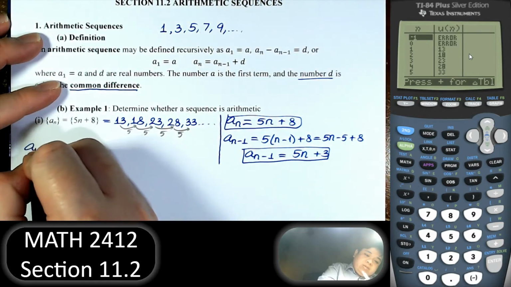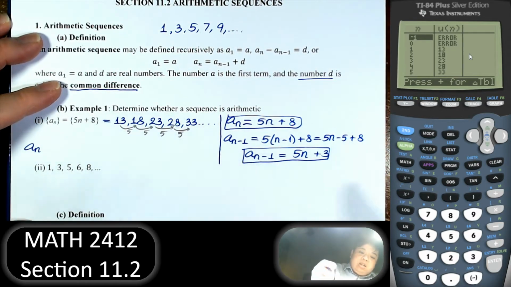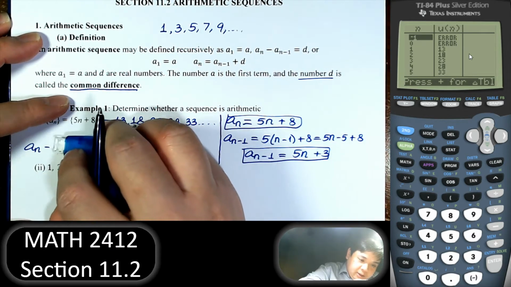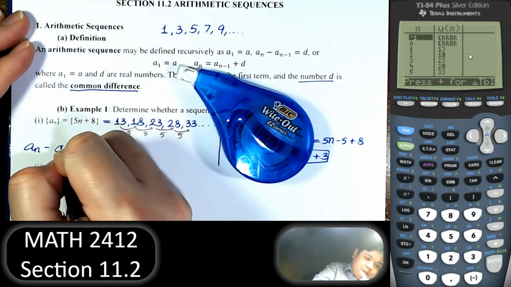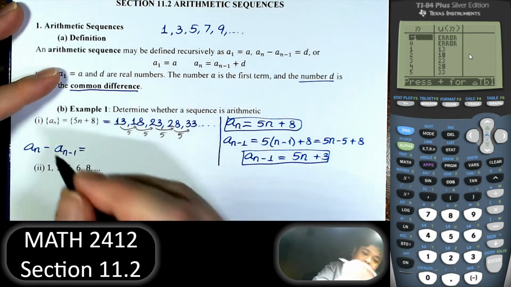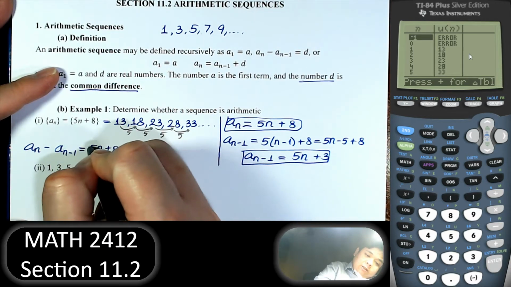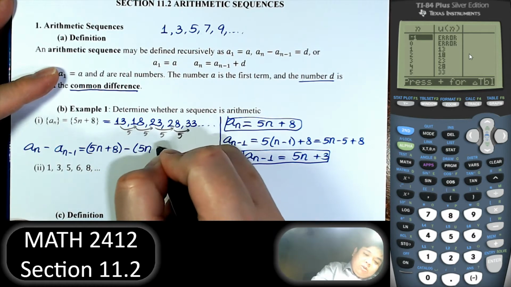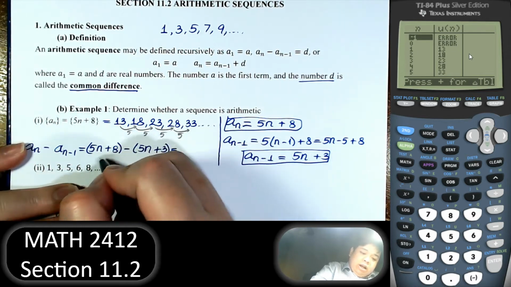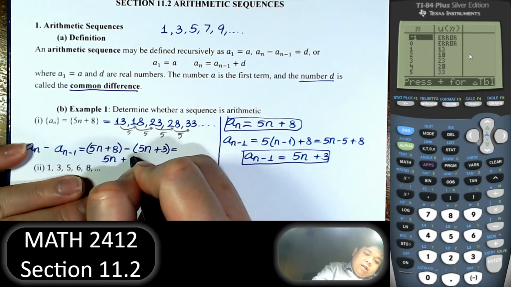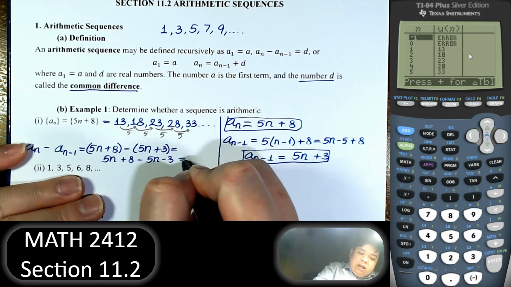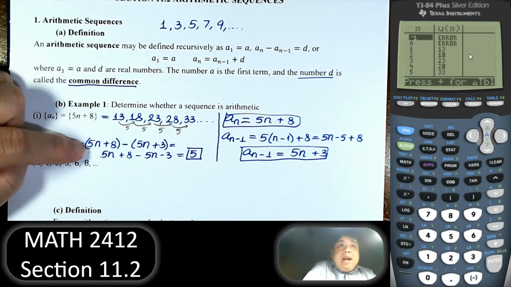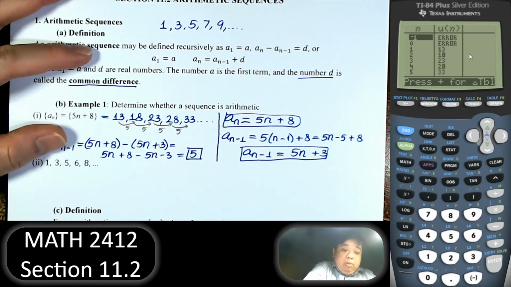If we subtract consecutive terms, so we use the formula instead of looking at the individual terms, I have 5n plus 8 minus (5n plus 3), and we have 5n plus 8 minus 5n minus 3, and that gives us 5. Since that is a constant independent of n, this is an arithmetic sequence.